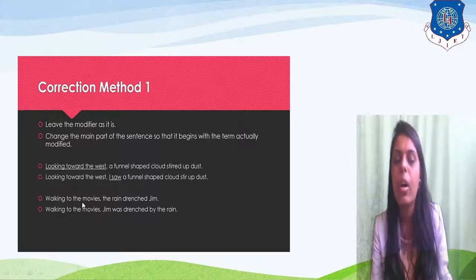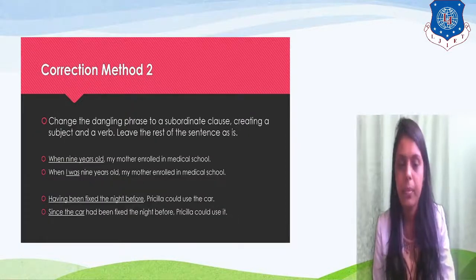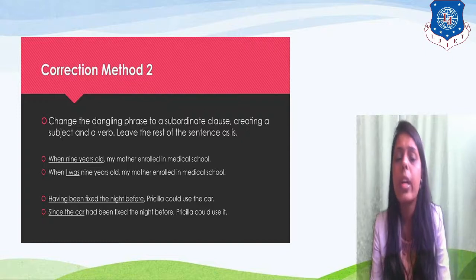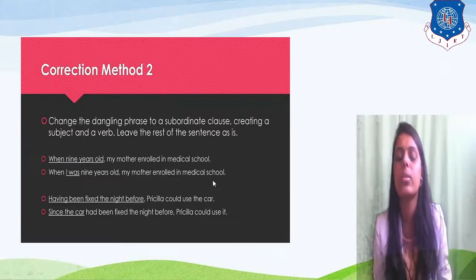So here you can see: walking to the movies, the rain drenched Jim. Walking towards the movie, Jim was drenched by the rain. So you can see that Jim is walking to the movies, right? So that's how you correct the sentence. Then in dangling modifiers, you can also change the phrase to a subordinate clause. So the main phrase can be changed to subordinate. When a 9-year-old, my mother enrolled in medical school. So: when I was 9 years old, my mother enrolled in medical school. So you have to correct it like this.